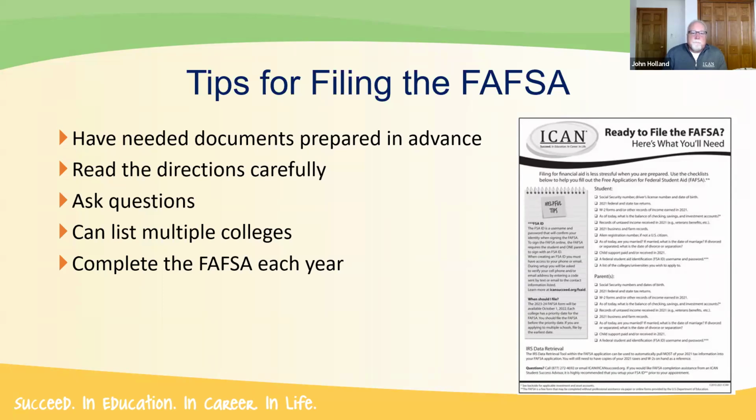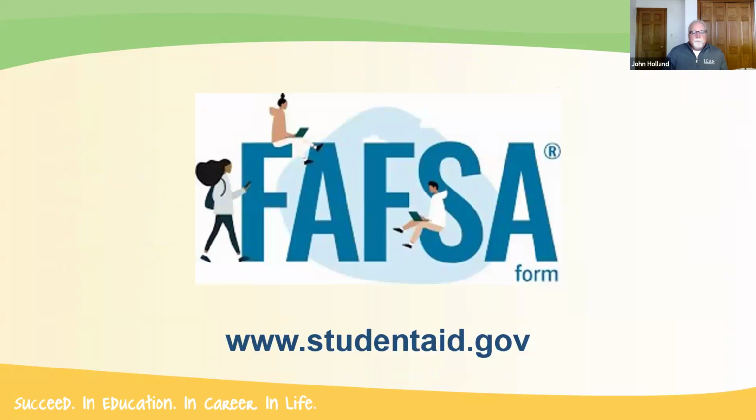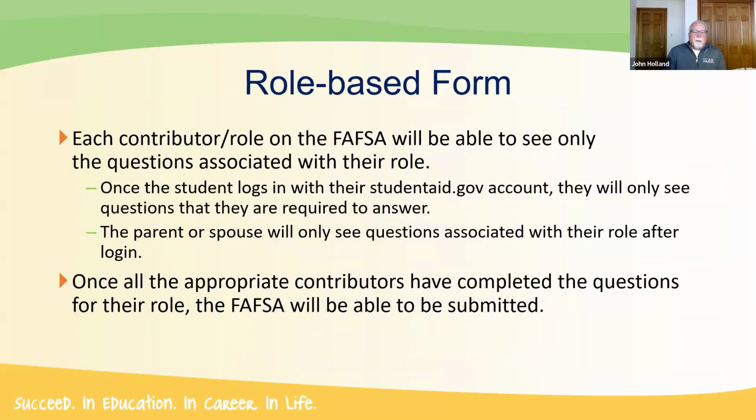Now, the other thing I'll mention is that this financial aid application is not a one-shot deal for 2 years or 4 years that a student goes to college. A student needs to apply every year that they want to be considered for financial aid. So again, the website that a student would go to is studentaid.gov. It's a Department of Education website. Now, this application has changed a little bit in the last year or two. It's now what we call a role-based form.